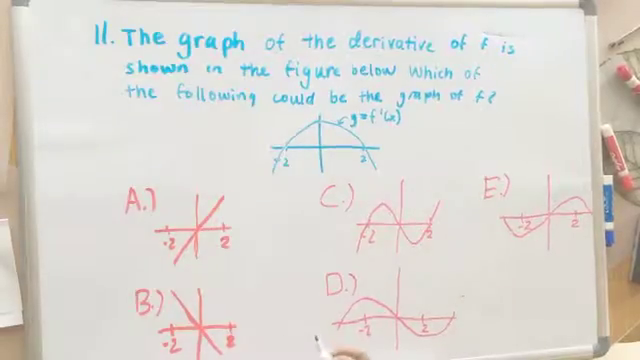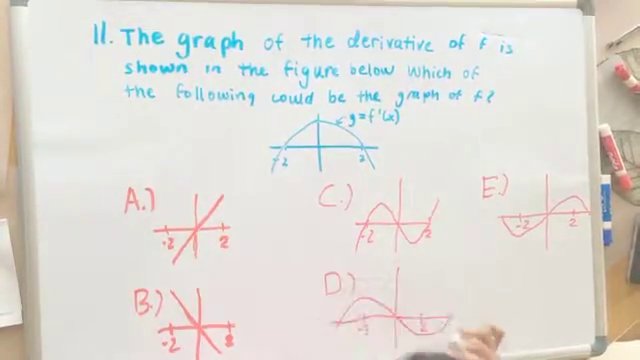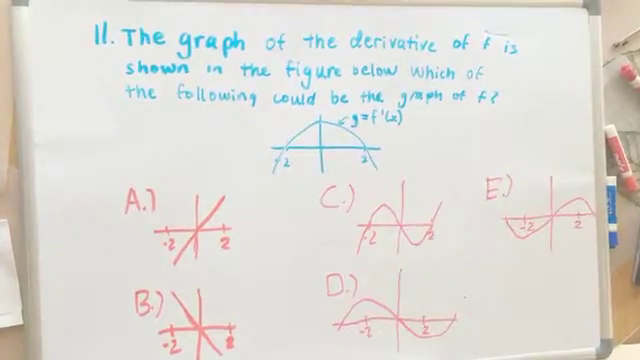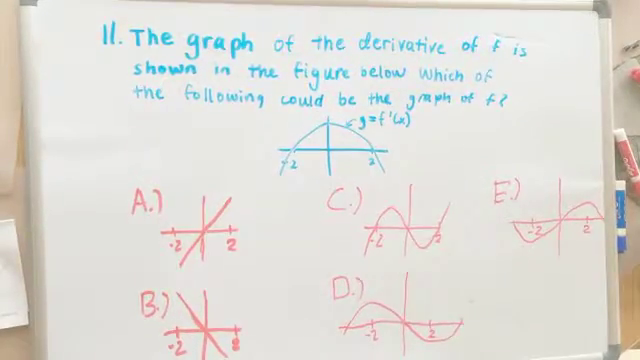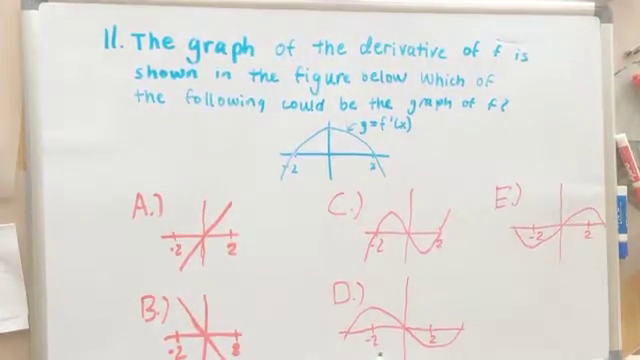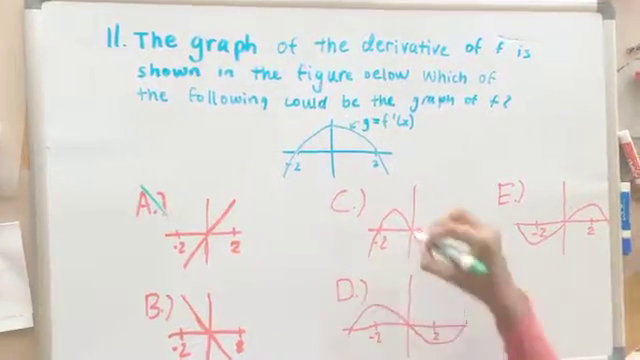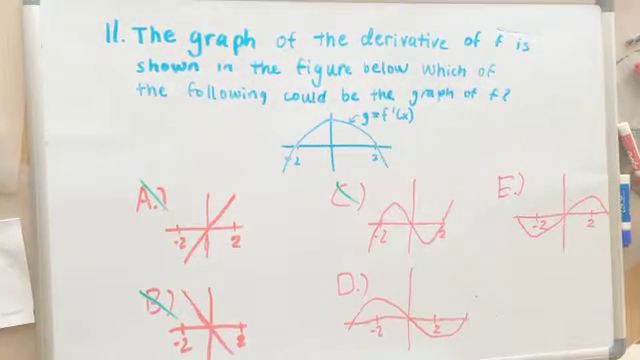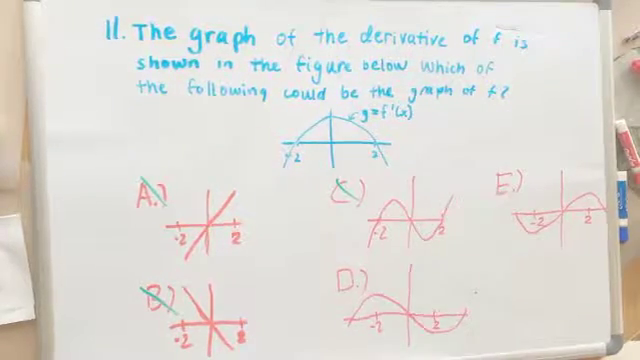Next problem: the graph of the derivative of f is shown in the figure below. Which of the following could be the graph of f? So here's our f prime graph. As you can see, at -2 and 2, the slope is 0, so we need to look for graphs that have a slope of 0 at -2 and 2. This means we cannot look to A, B, or C, because they do not have a slope of 0 at -2 and 2. This means the only available options are D and E.